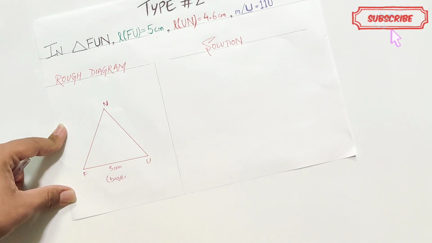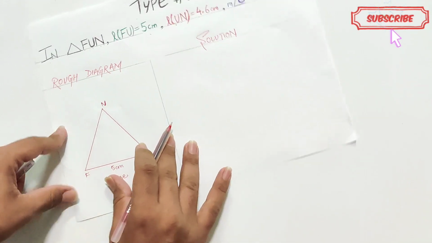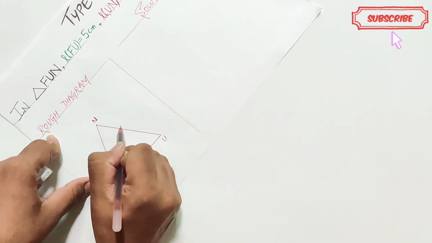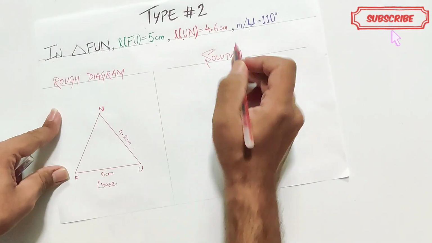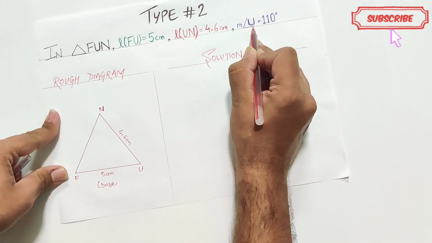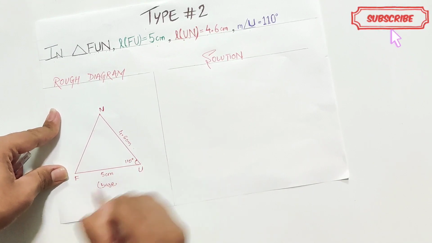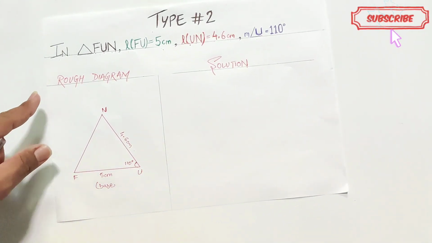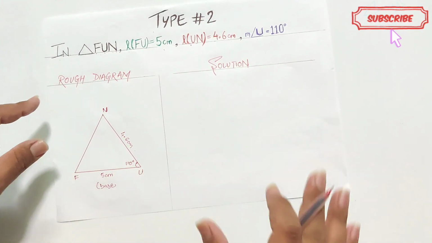So I'm done with this. Now UN is equal to 4.6 cm. My UN is here. I put 4.6 cm. And the measure of angle U, that is the corner, is 110 degrees. Okay, so this becomes 110 degrees. So I'm done drawing the rough diagram. Now I need to move to the main diagram.